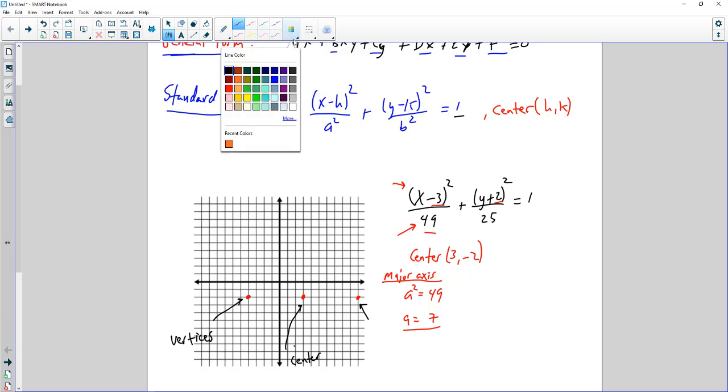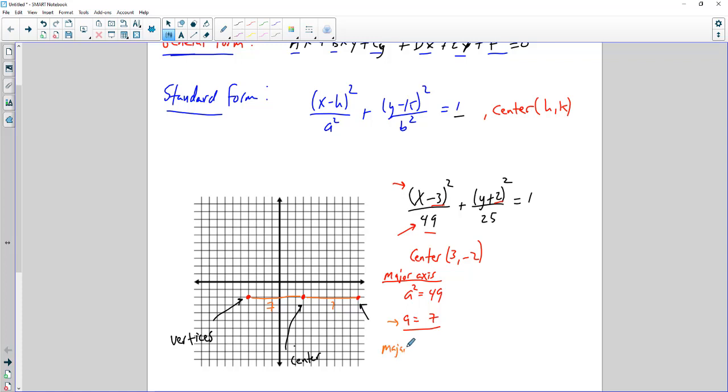So the major axis is important because if I were to draw from the center, that length is 7, and that length is 7. So the entire length of the major axis is 7 plus 7, which is 14. It'll be twice what this number is. So the major axis length, we'll call it, is going to be 2 times a.